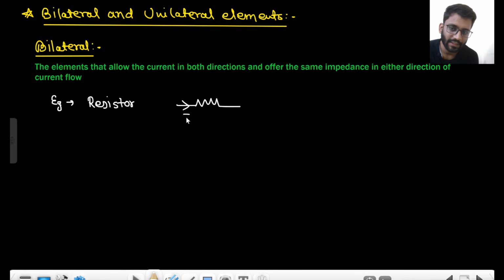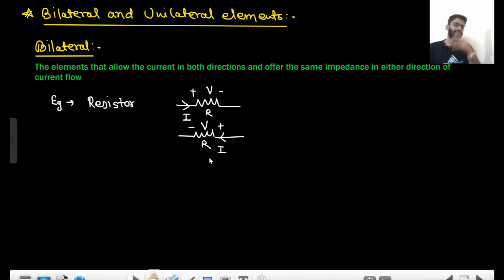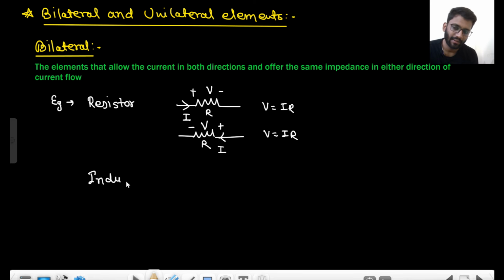So the current can flow in this direction as well, right? The current can flow in the opposite direction as well. This is R, this is R. If the current is flowing in this direction, we will write it like this. We will see the sign in a later part of the chapter. But that's how you can write V equals IR. Here also V is equal to IR. So the current can flow in this direction as well as in this direction. Similarly, for inductors and capacitors, the current can flow in both directions.